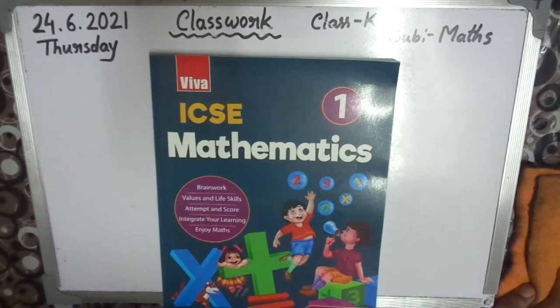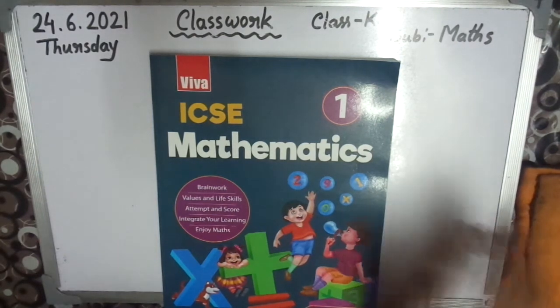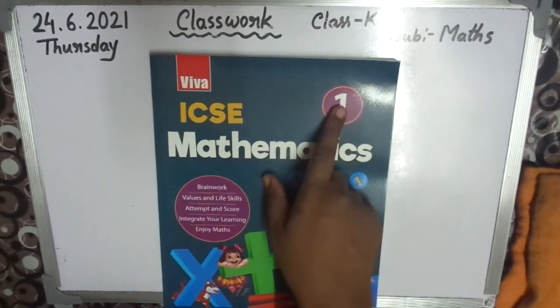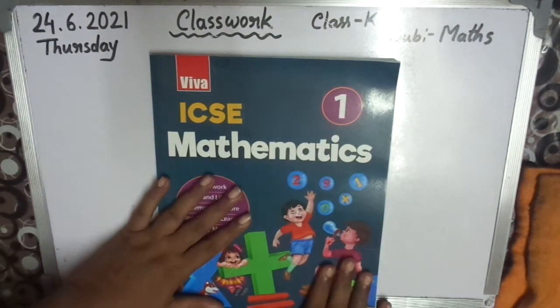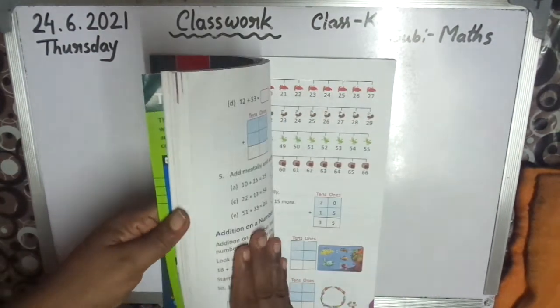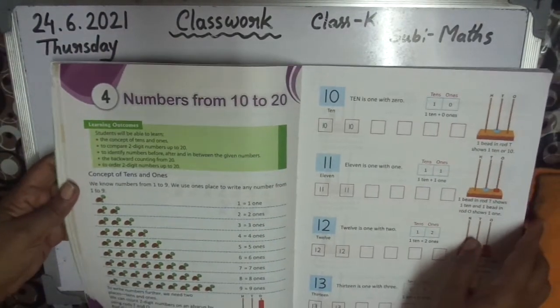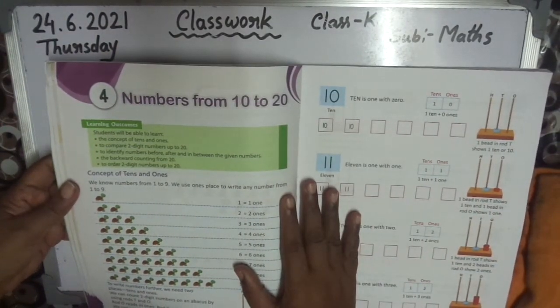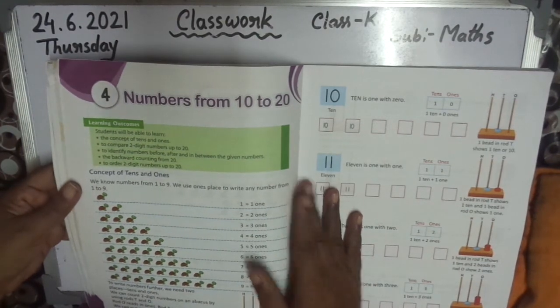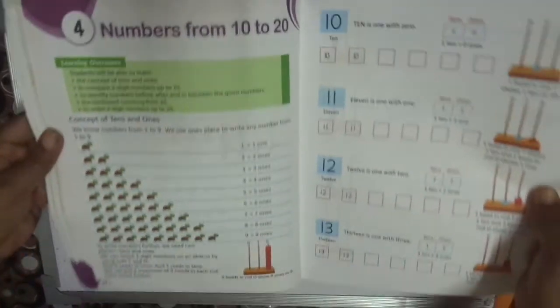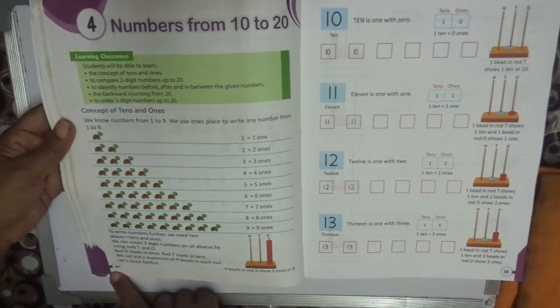Today we are going to study mathematics, ICSE Mathematics 1. Take out this book. Chapter 4, Numbers from 10 to 20. Page 54. Take out page 54.